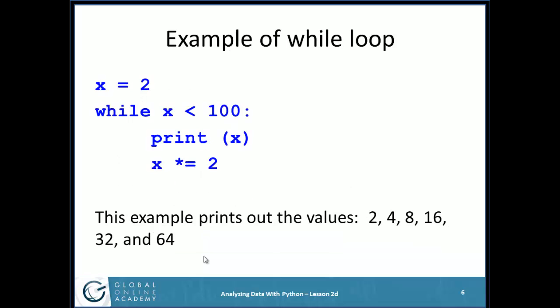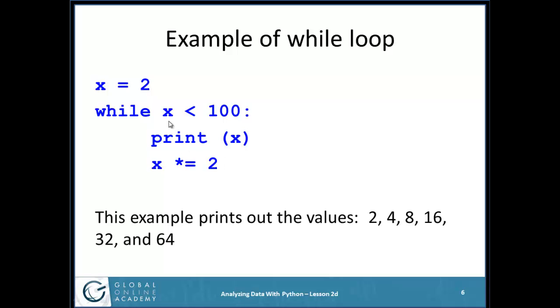Here's an example of a while loop. X equals 2. While x is less than 100, print out the value of x, then multiply x by 2. So the first time through this loop, x is a 2. Is it less than 100? Yes, I'll print out a 2. Then I'll multiply x by 2.